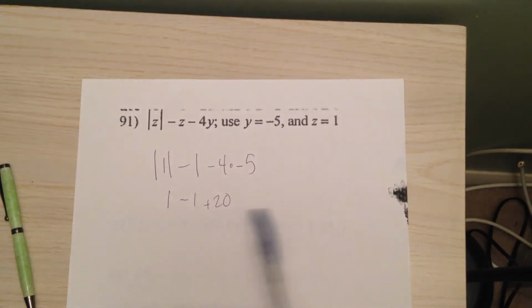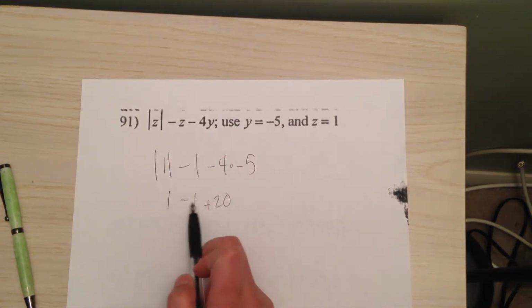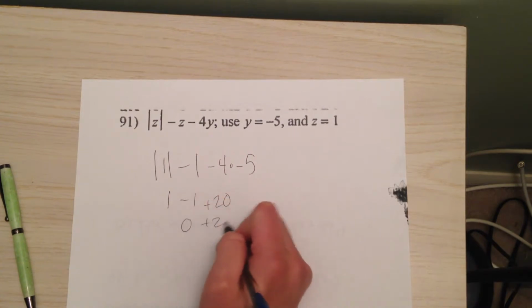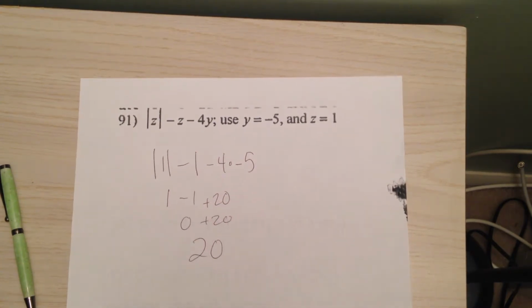Now I get to add or subtract from left to right. So I've got 1 minus 1, that's 0, plus 20. So the final answer here is 20.